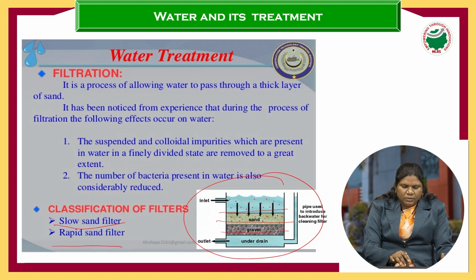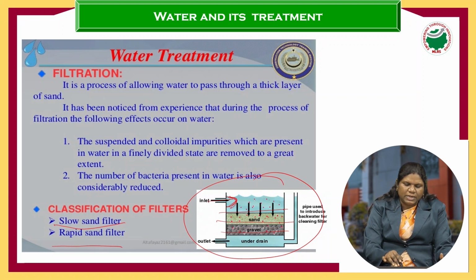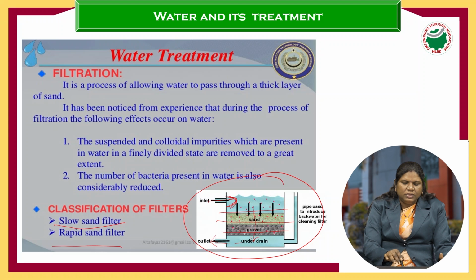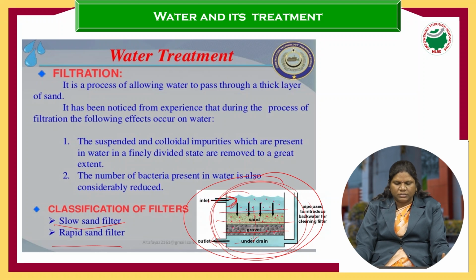Okay, here is the inlet of the water. When we pump the water to the sand filter, it will flow through the 3 beds and afterwards we can collect the water at the outlet. Here the sand filter is mainly used to filter the minute dust particles. I told you 2 types of sand filters are there, slow sand filter and rapid sand filter.